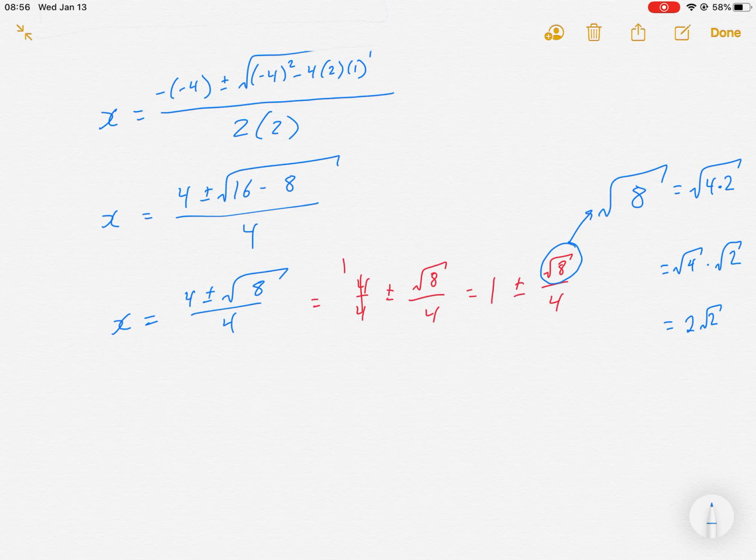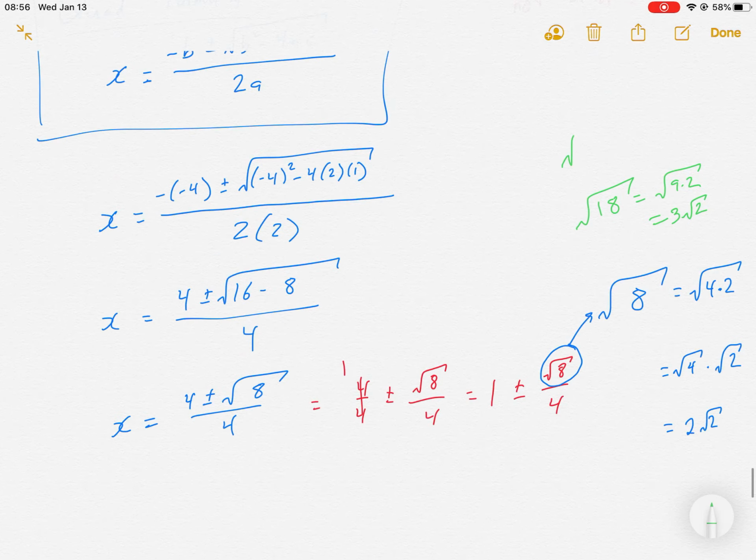Alternatively, a scientific calculator will usually do this for you. But this works in a lot of other examples. So as kind of an aside, if I said the square root of 18, this is 9 times 2. So this would be 3 root 2. Or if you did the square root of 75, this is 25 times 3. So this would be 5 times the square root of 3.